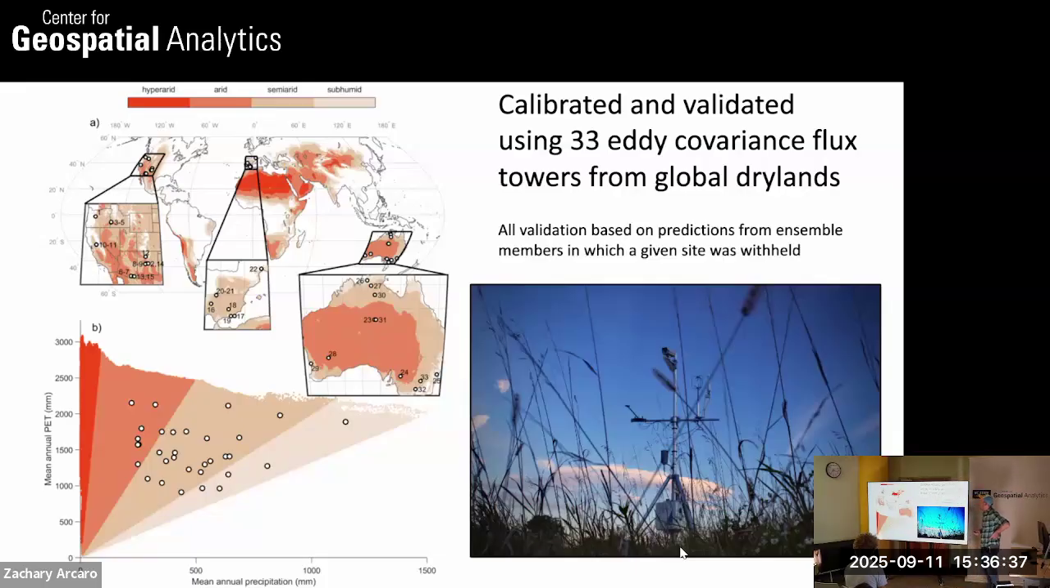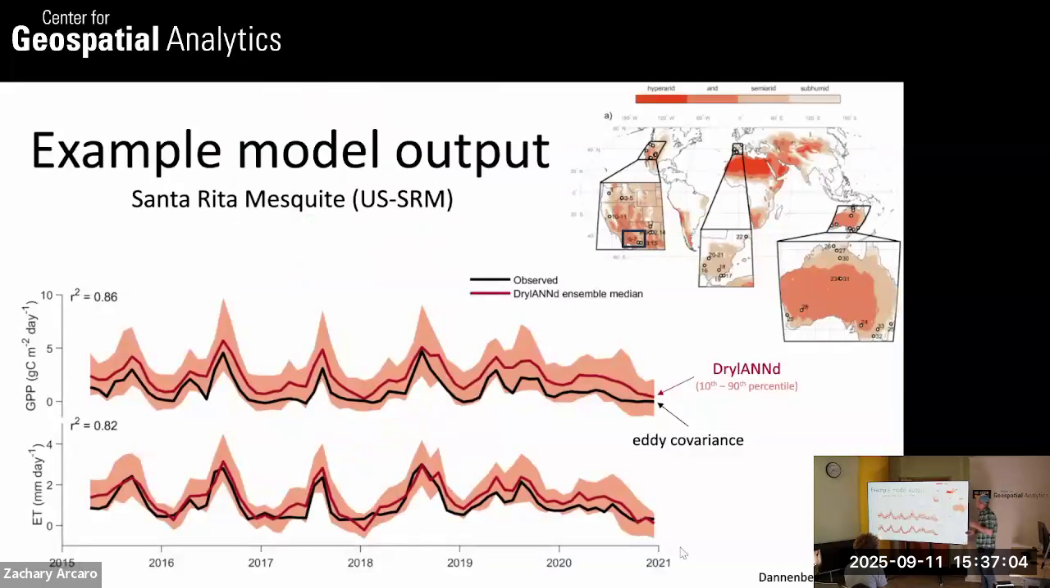We also used it to validate for those model ensembles, excluding one site entirely from the calibration of one of those ensemble members, and then predicting for that site using models that were trained from all of the other sites. And that's the basis for all of the validation I'll show. So in each case, the model was evaluated on a site that it has not seen. And we just did that repeatedly until we had left out all of the sites.